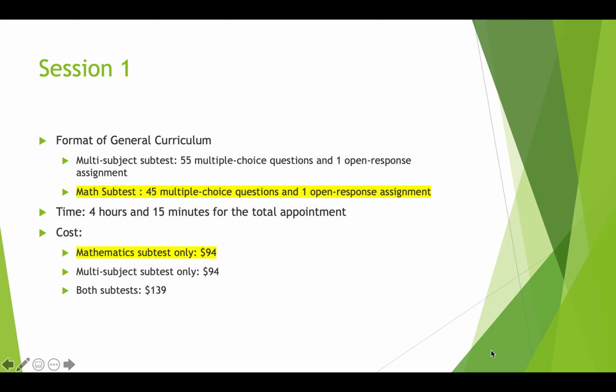So then you have the choice to take both subtests in one appointment or split them up and take 1 subtest per appointment. So you could have 4 hours and 15 minutes for both of them, or split them up and have 4 hours and 15 minutes for the math subtest only, and then 4 hours and 15 minutes for the multi-subject only. But that's totally up to you.